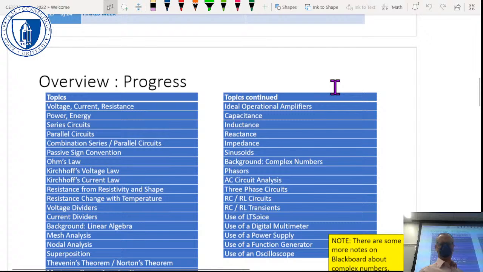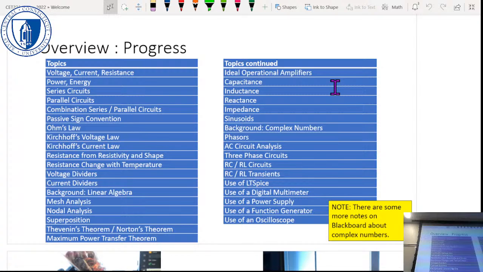That's the topic list we've got to get through. We're going to go through this left-hand column first with resistive circuits. And then we're going to do the whole thing again, but with some extra bells and whistles: operational amplifiers, inductors and capacitors.